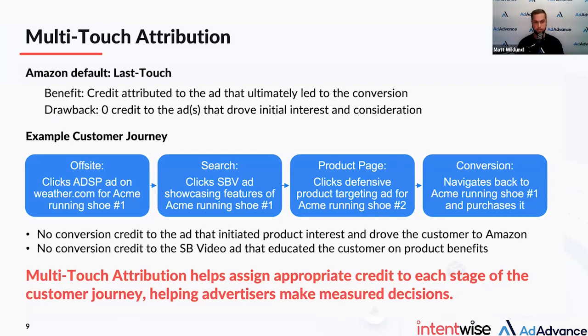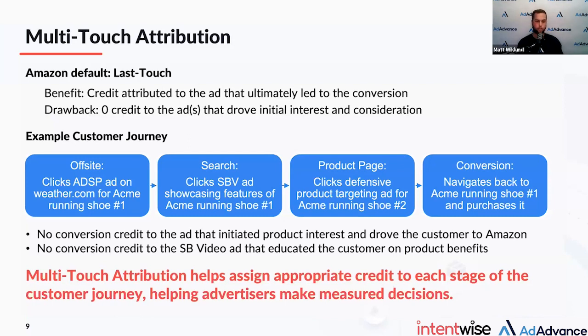So my Amazon DSP ad, 0 sales, spend associated with it. My sponsored brand video ad, spend associated with it, 0 sales, no ROAS. Yeah, so even though those ultimately steered me to the conversion, they received no conversion credit for it. So that's kind of the pitfall of the last touch model.